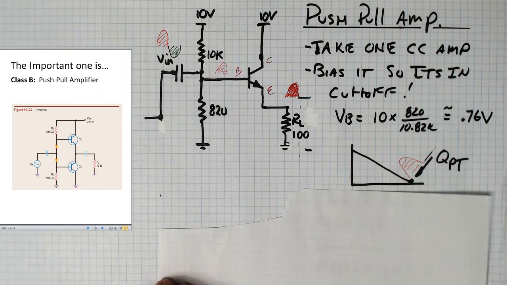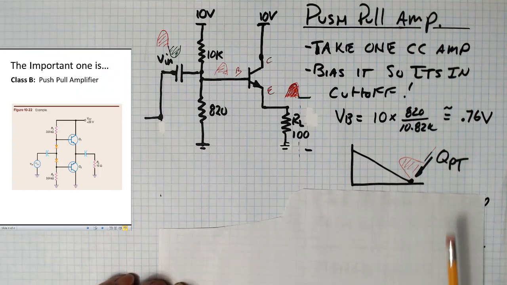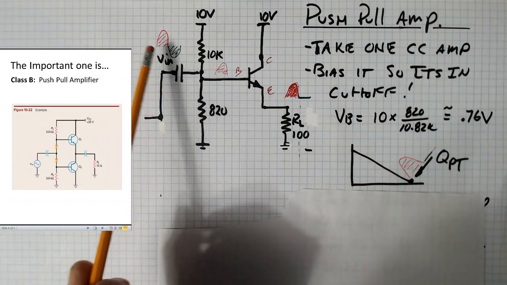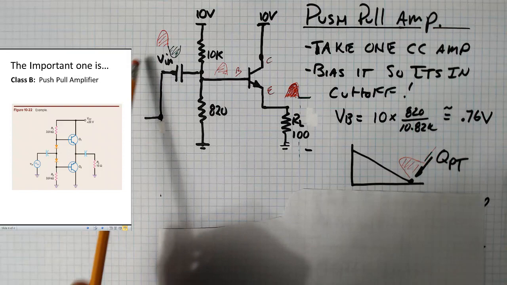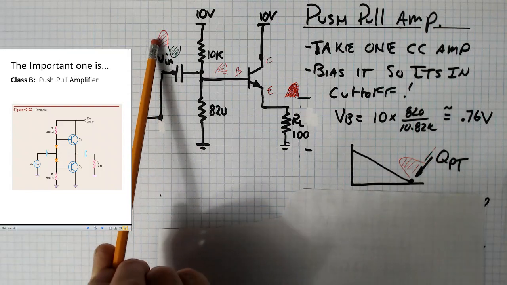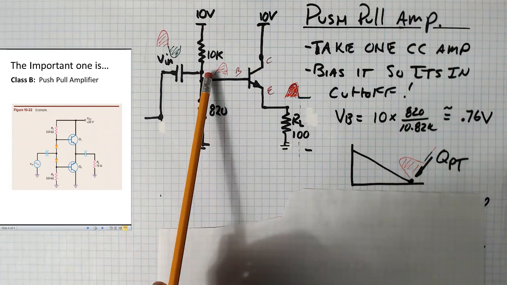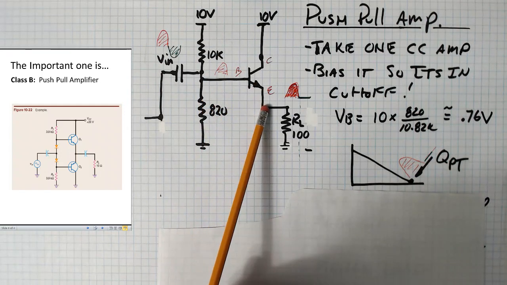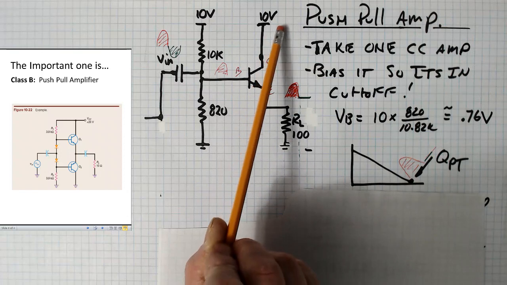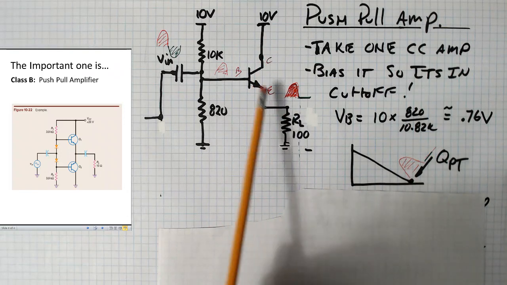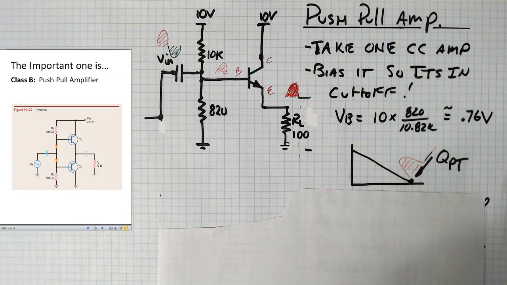So to make a push-pull amp, you start off with one CC amp and you bias it so it's down here in cutoff. Now what will happen is if you put a signal in, a sine wave coming in, and you have a positive signal in, that will pull the base voltage up, which will result in more base-emitter current. That'll turn this transistor on and it'll push current out to the load and you'll get an output.